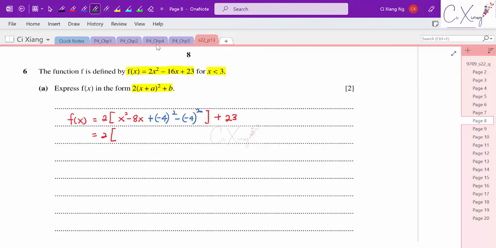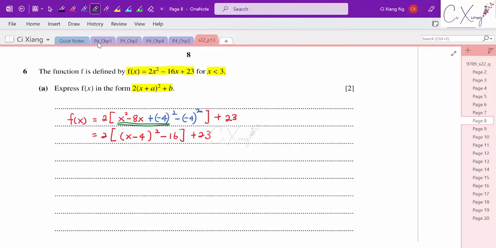Okay, so let's observe all the terms inside. I'm going to factorize these first three terms into a big bracket where I'm having x minus 4 and then squared. If you don't believe, you can try to expand this particular bracket and you'll get back the three terms here.